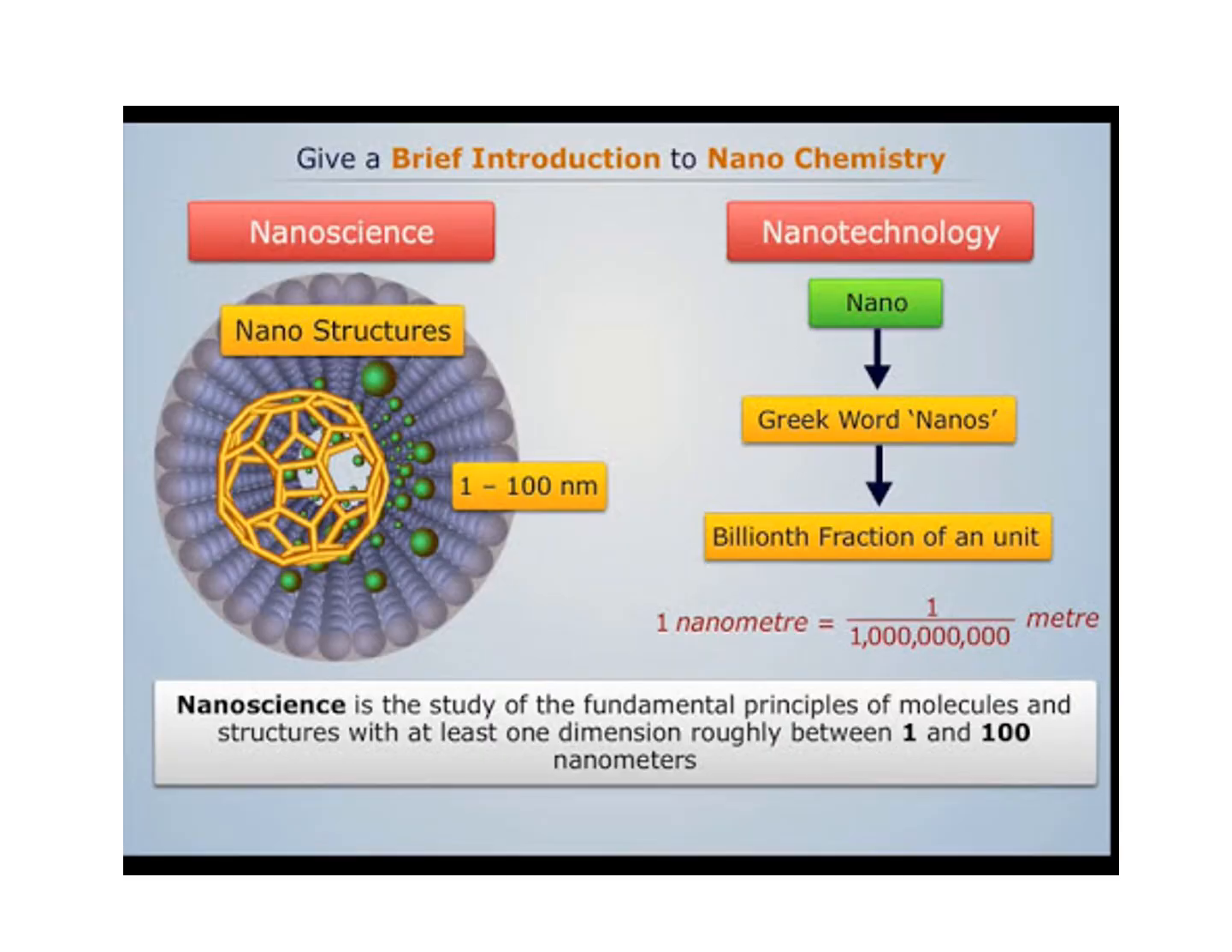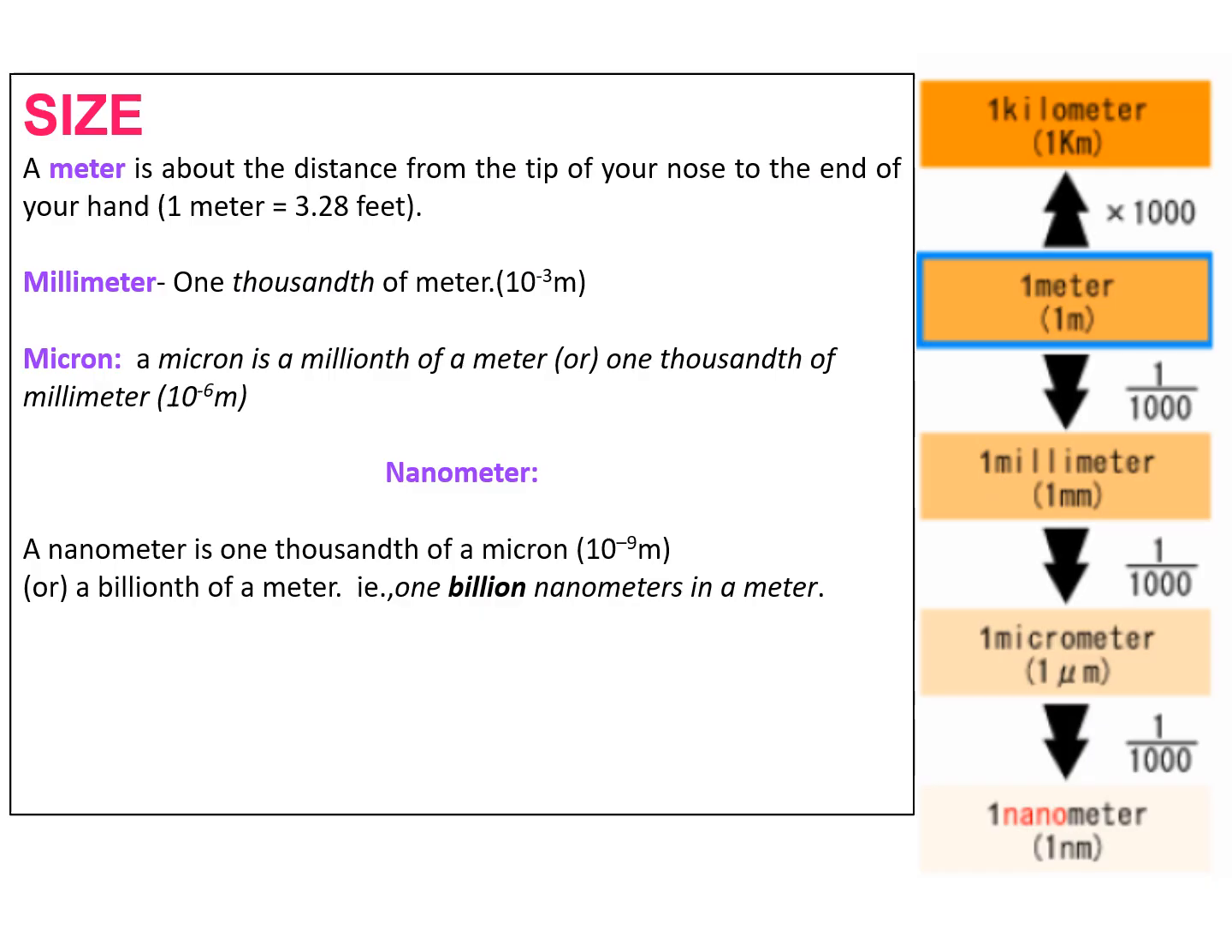Nano has been derived from the Greek word, which means very small, tiny, a billionth fraction of a unit. So we know that 1 nanometer is equal to 10 power minus 9 meter, or 1 billionth fraction of a unit. Nanoscience is the study of fundamental principles of molecules and structures with at least one dimension roughly between 1 to 100 nanometer. This is the range of our nanoparticles.